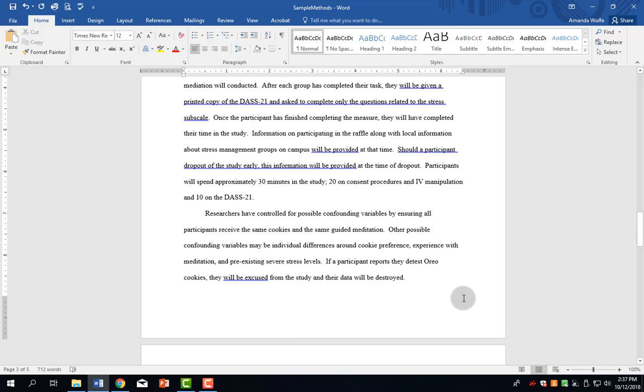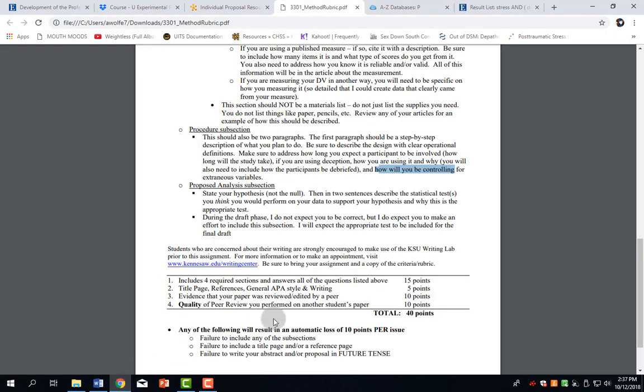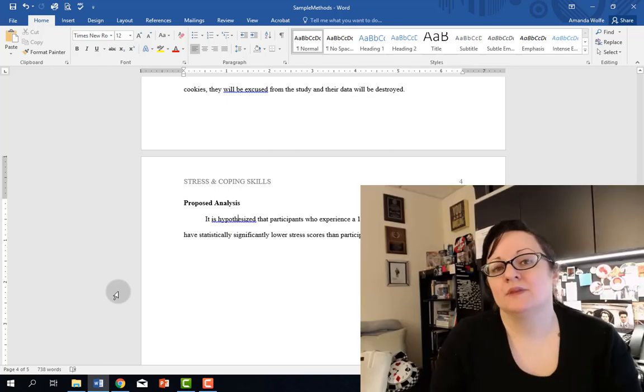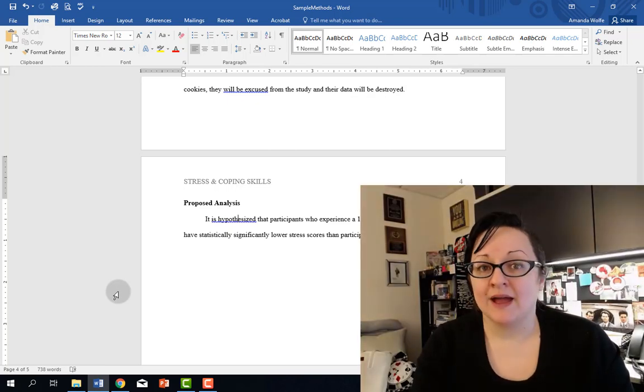Now it's time to move on to the last subsection. As you remember, the last subsection is a proposed analysis subsection. The first part is our hypothesis. The hypothesis I've written is that participants who experience the guided meditation will have lower stress scores than participants who consume cookies. But I want to remember that I'm going to get fake data for this.